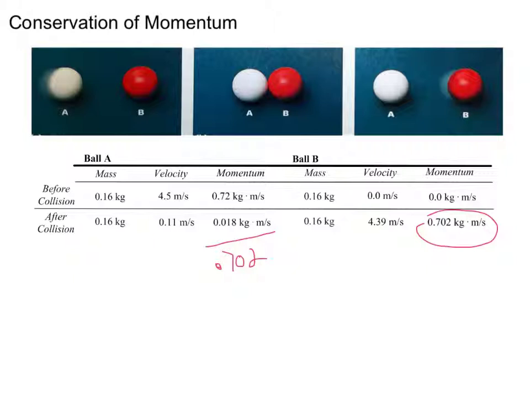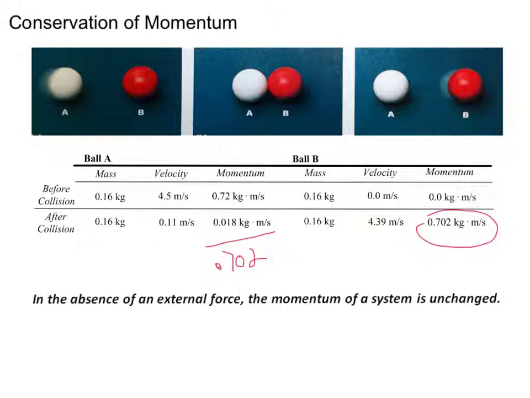We say that the momentum is conserved, and this is called the law of conservation of momentum, which states, in the absence of an external force, the momentum of a system is unchanged. So in any system where all forces are internal, such as cars colliding or the atomic nuclei undergoing radioactive decay or stars exploding, the total net momentum of the system before and after that event is the same, and we say that the momentum is conserved.